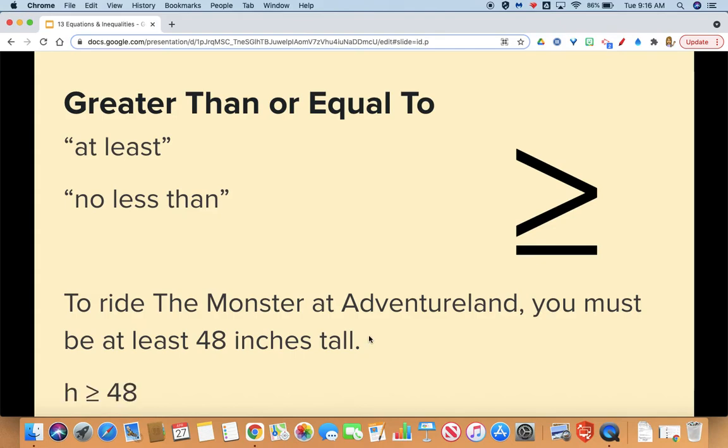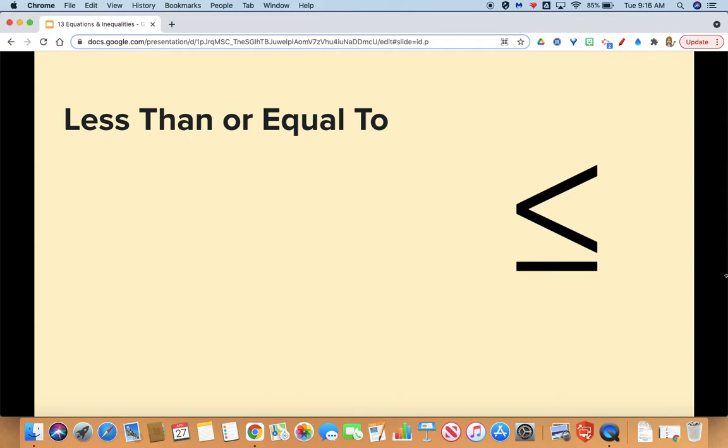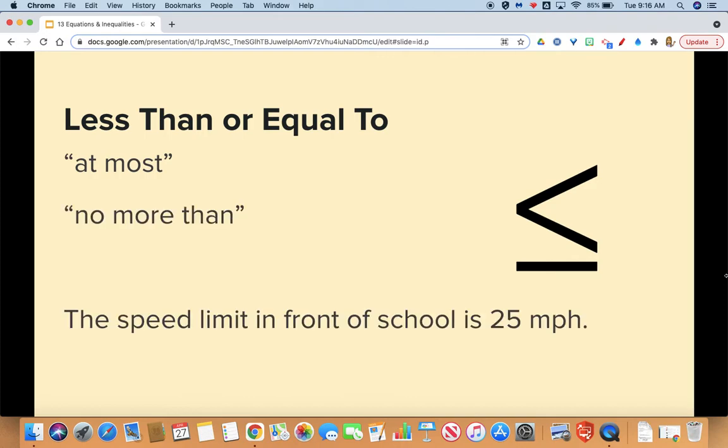That's why we would use the or equal to sign here, greater than or equal to, because you can be exactly 48 or more than that. So we have our height on one side, and that height just needs to be greater than or equal to that 48 inches. The opposite of a greater than or equal to is a less than or equal to sign. We would use this in situations where we might say at most or no more than.